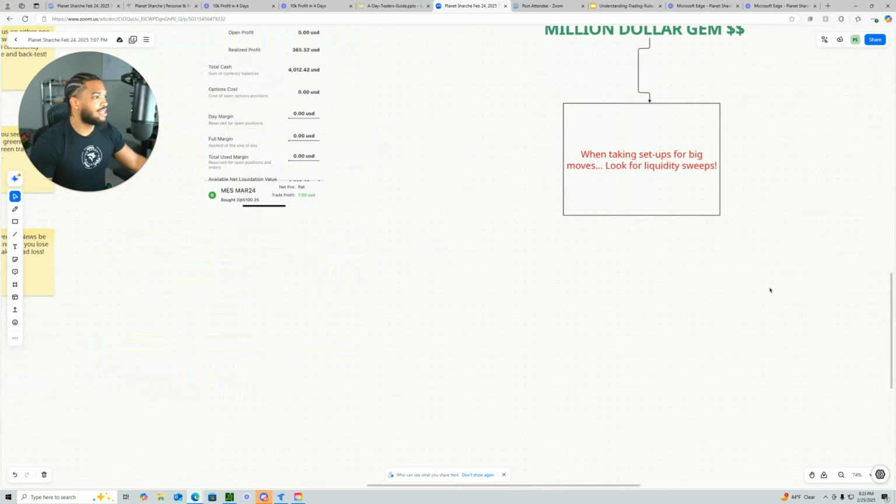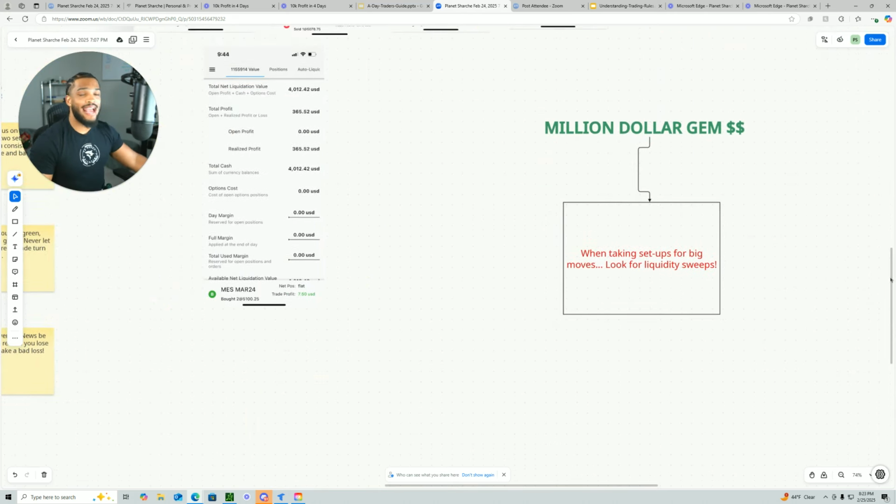Now, I'm going to leave you with this gem. This is a master gem. This is a $1 million gem, I promise you. For my traders out there, my investors out there, if and when you are looking for a big move or a big setup, look for liquidity sweeps. What is a liquidity sweep? I don't know. It's time for you to do your own due diligence. Or maybe come back here and I can teach you about it more.